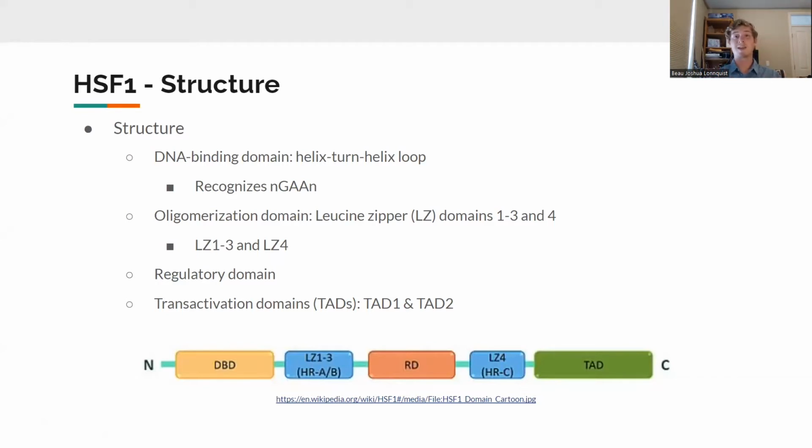The regulatory domain is responsible for regulating the transactivation domains in the absence of stressors, and the transactivation domains are responsible for facilitating transcription once the protein is actually bound to DNA.